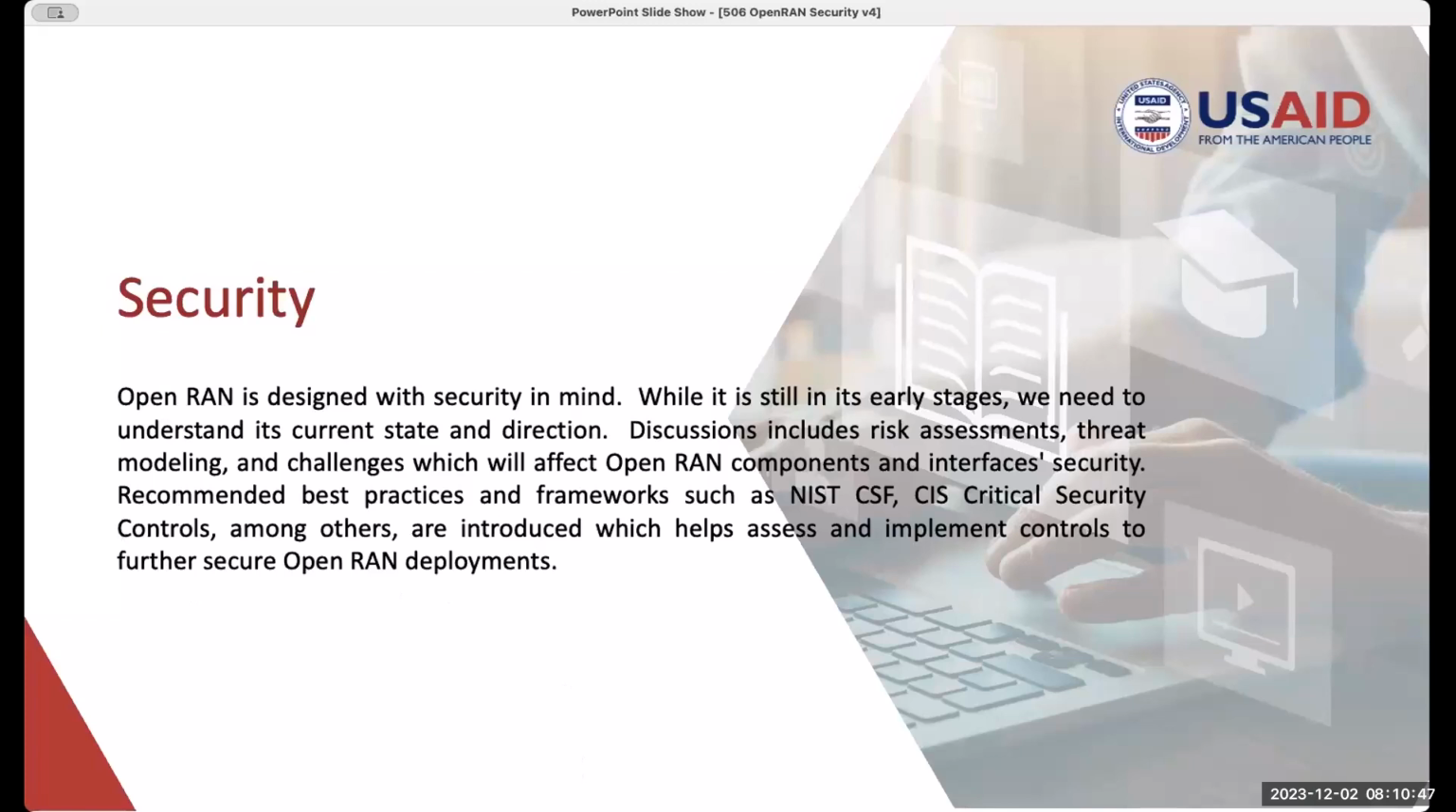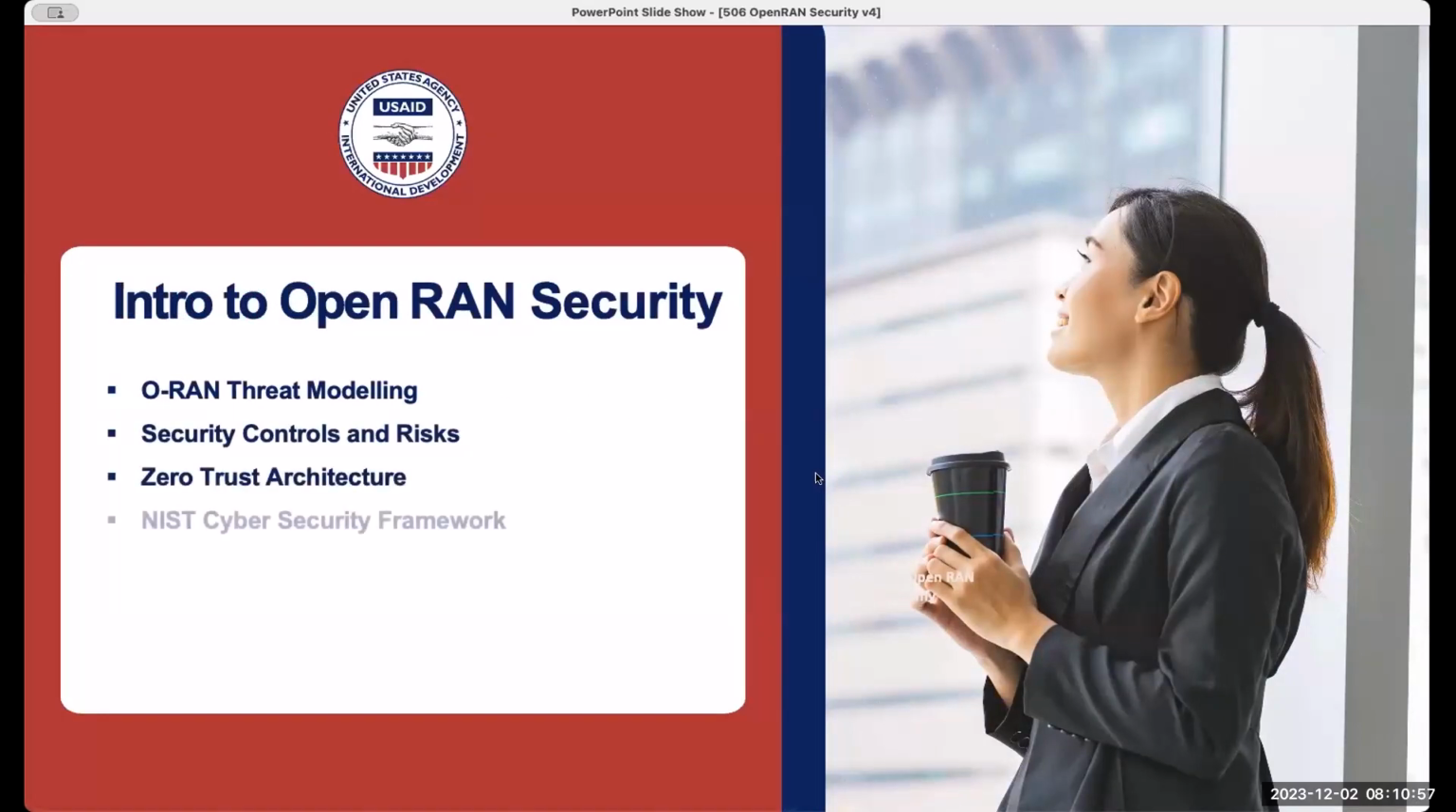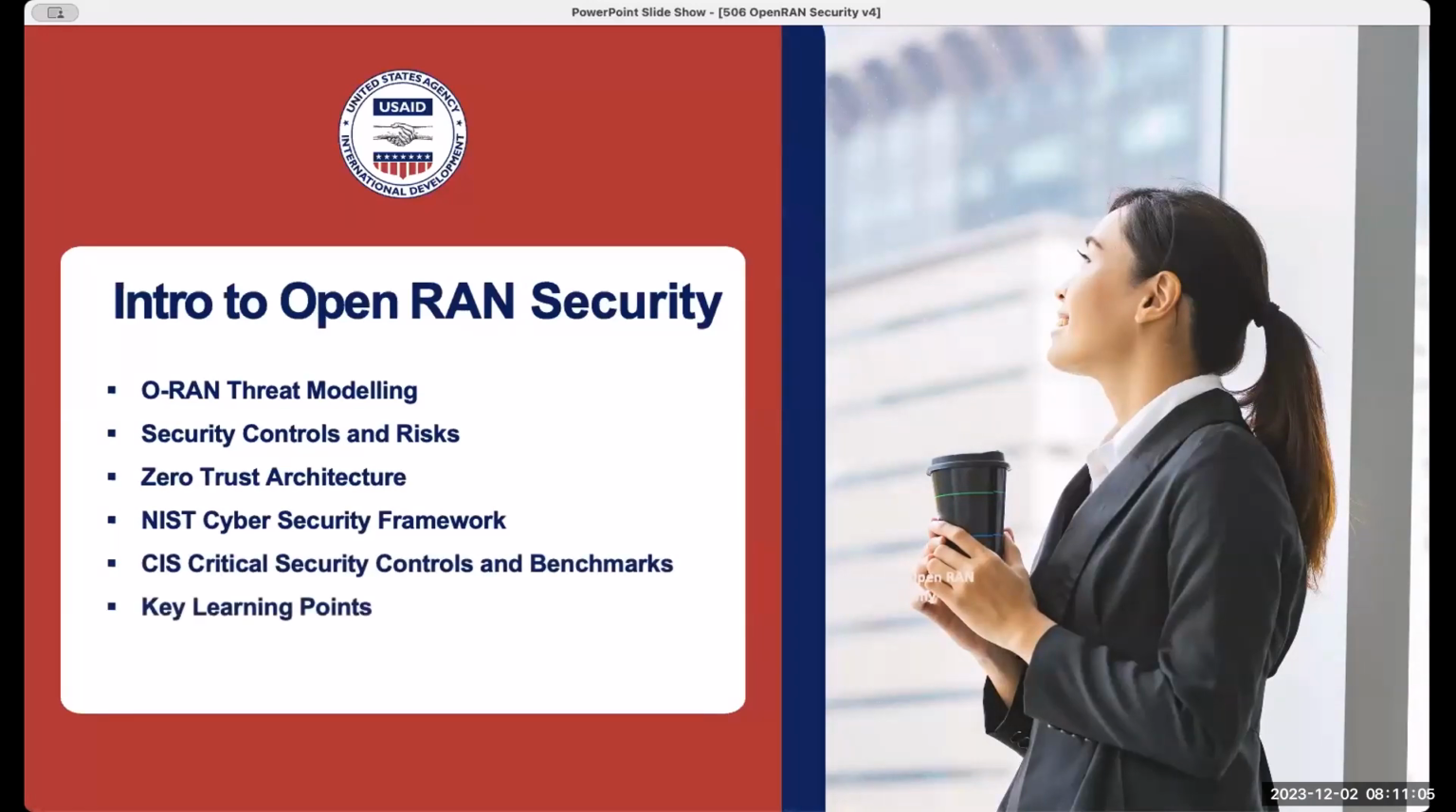For our topics, we'll be discussing ORAN threat modeling, security controls and risks, zero trust architecture, the NIST cybersecurity framework, and then the CIS critical security controls and benchmark. Then we'll wrap up the course with the key learning points and a list of references.